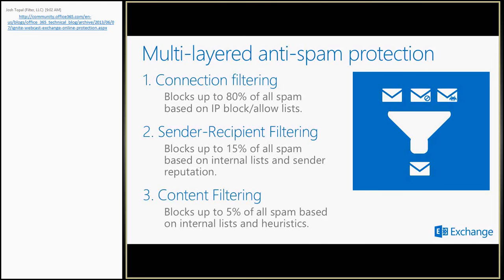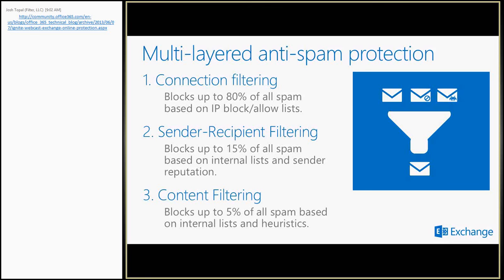Then we take it down into the content filtering. And this is really where things get clever. Fundamentally at the content filtering layer, this is where we've got all the intelligence and all the rules and all the regular expressions and so on. Essentially, this is our rule engine that goes into blocking the more complex spam.